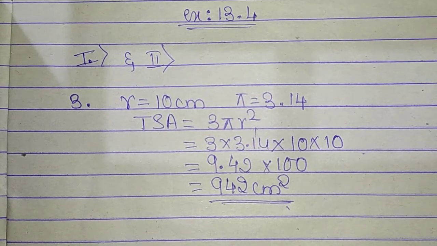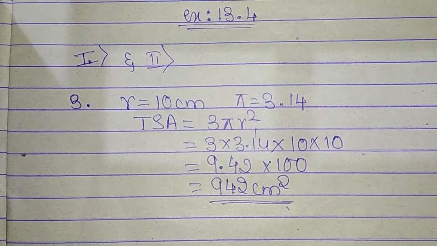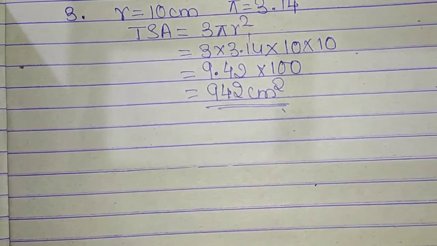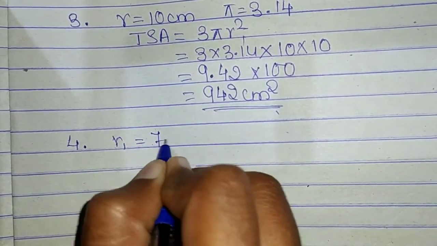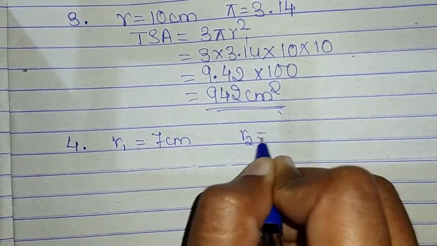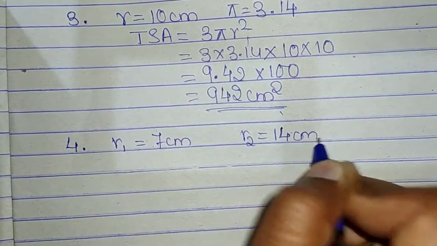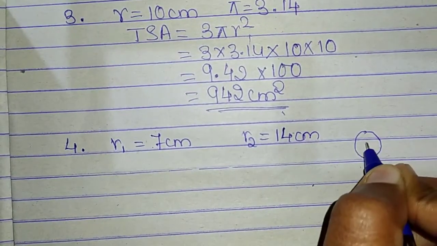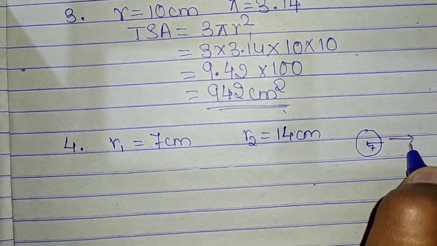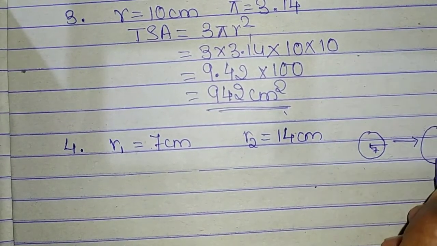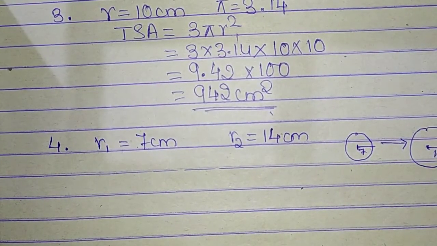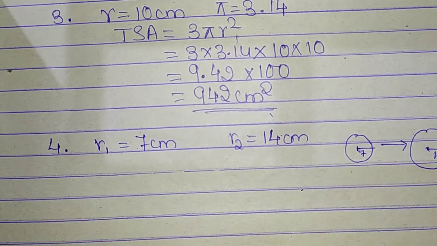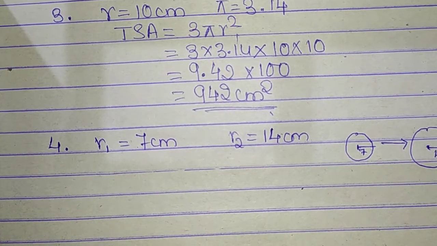In the fourth question, the radius of a spherical balloon increases from 7 centimeters to 14 centimeters. So radius 1 is 7 centimeters and radius 2 is 14 centimeters, because we had a spherical balloon of radius 7 and its radius increased to 14 centimeters as air is being pumped into it. Find the ratio of surface areas of the balloon in the two cases.